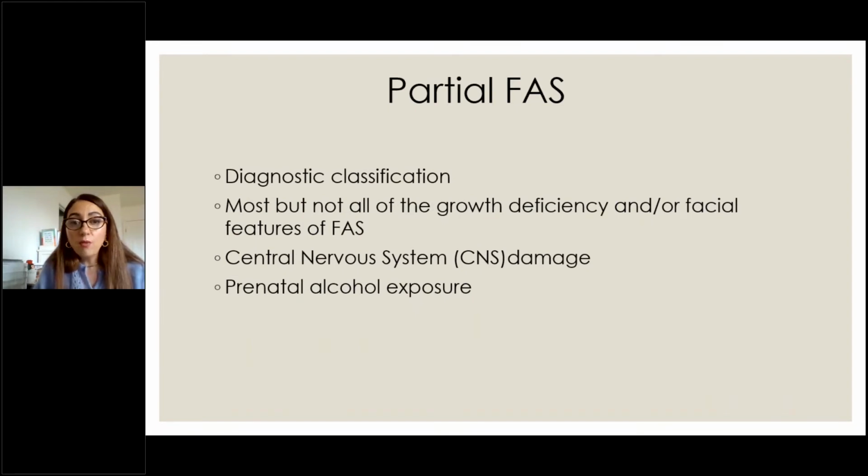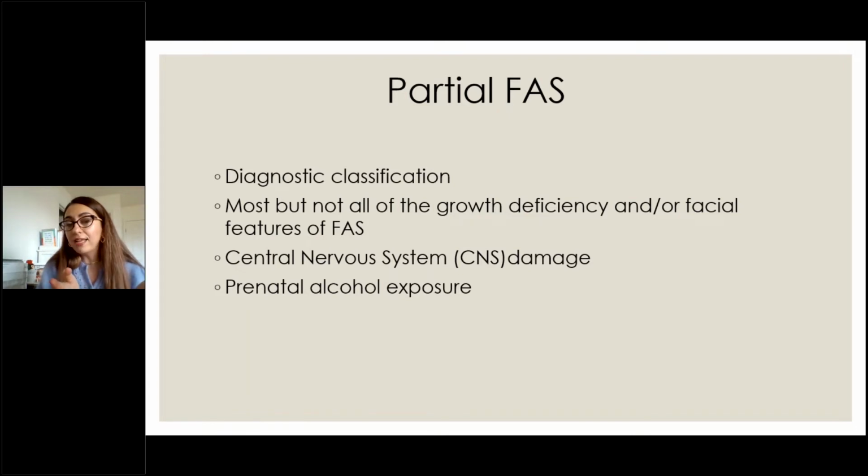Then we have what we call partial FAS. Partial FAS is a diagnostic classification under FASD. Now we need to have prenatal alcohol exposure again. We need to have the central nervous system damage that we talked about, which is the functional impairments. And then we need to have most but not all of the growth deficiencies or facial features.